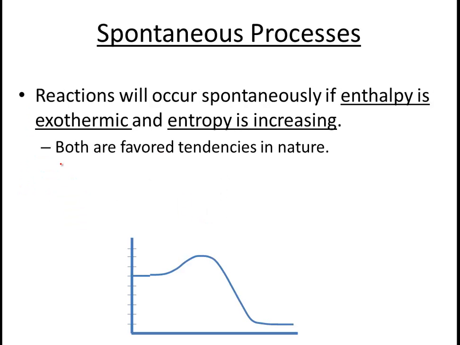Now, reactions will occur spontaneously if the enthalpy is exothermic, or if the products have less energy, and if entropy is increasing, or if we're getting more disorder. Both are the favored tendencies of nature. So if we have some reaction which is both exothermic and increases entropy, we're going to have a very favorable reaction, and it's going to occur in nature without any outside help.